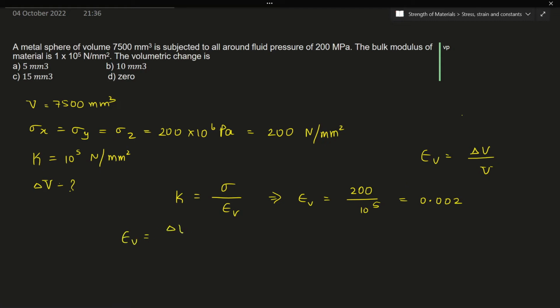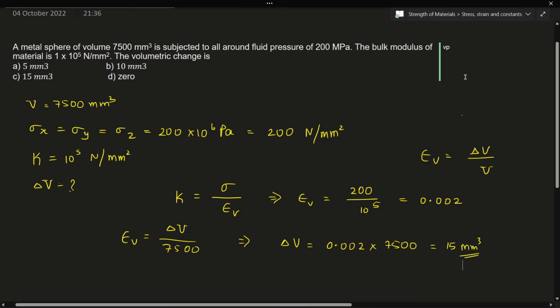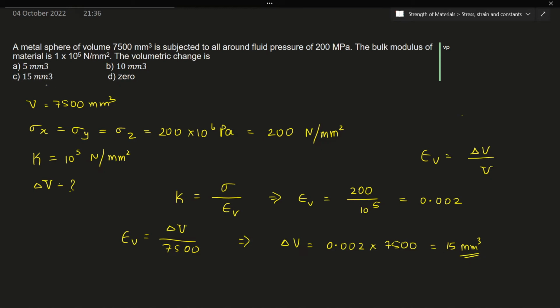So I'll have to calculate delta v. I don't know this. The original volume is 7500. So simplifying this, I'm going to get delta v equal to 0.002 into 7500. So that would be equal to 15 mm cube. Right, so here the answer is 15 mm cube. Okay, moving on to the next question.